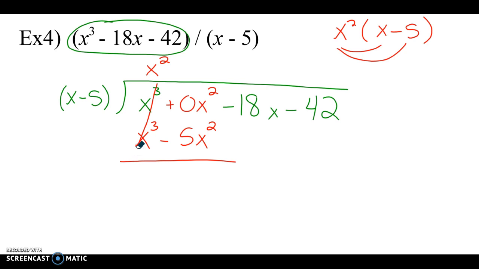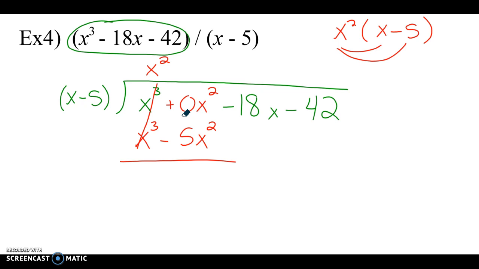Now here's the problem. Hold on. What would be here if I didn't put a 0x squared? The 18x would be there. Can you combine like terms with an x and an x squared? No, so it'd be really obvious that you forgot the placeholder because you'd be like, oh, how do I subtract an x and an x squared? I can't. So you need that 0 placeholder so that everything lines up vertically.